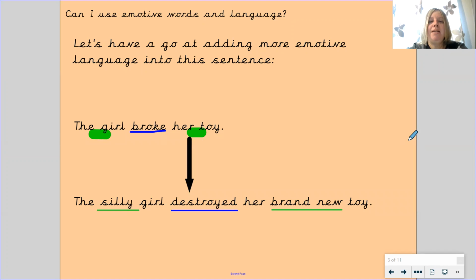To me, it makes a picture of a girl who wasn't being very careful with her new toy and that she's destroyed it so that it's broken and she will no longer be able to play with it. So it makes me feel quite disappointed.